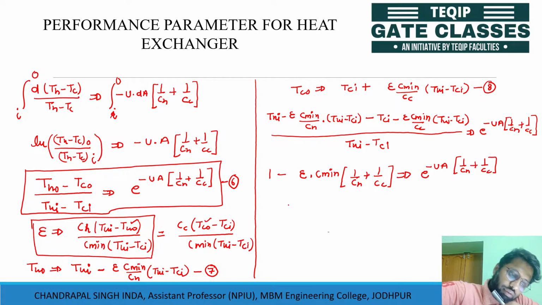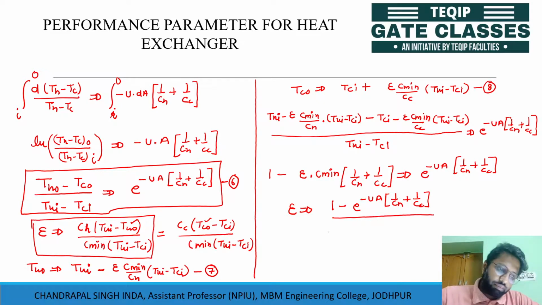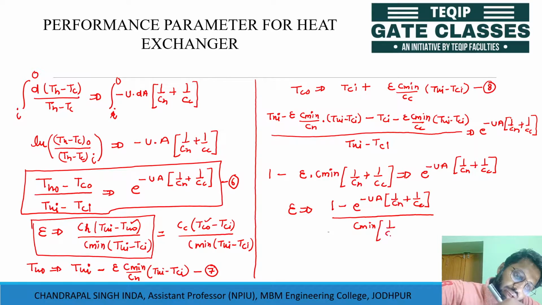From here we will have the effectiveness of the heat exchanger, that is equal to 1 minus e to the power minus UA (1 by Ch plus 1 by Cc), divided by C minimum (1 by Ch plus 1 by Cc). So this is the formula for the effectiveness.